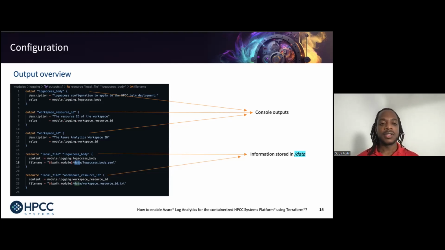The local file resources are what we use to store the information that we need from the login module. You can see we have two of those. One of them is the log access body, where we store the log access body YAML configuration once we pull it from GitHub. And the second one is the workspace resource ID. We also have another one for the namespace that is not shown on this screenshot.